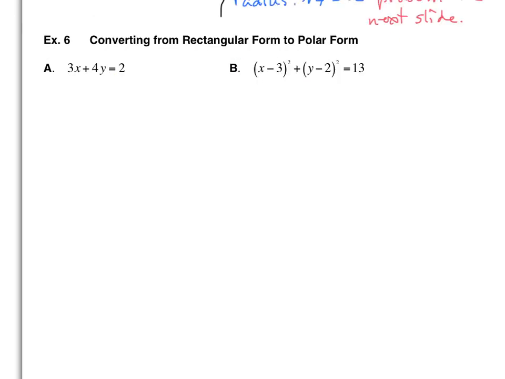All right, so continue with example 6. We're now going to convert from rectangular to polar, which actually you'll find this easy now. We're going to get rid of any x's and y's, and we want only r's and trig functions. Is there a direct substitution for x?